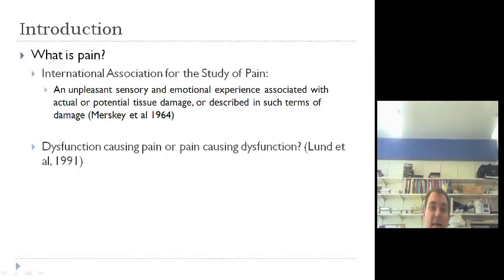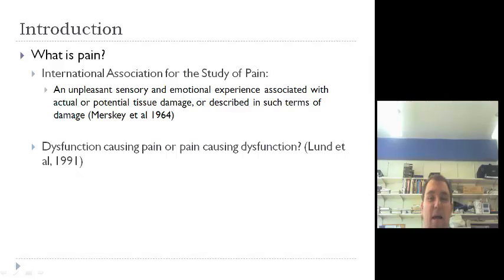So what is pain? The International Association for the Study of Pain says it's an unpleasant sensory and emotional experience associated with actual or potential tissue damage or described in such terms of damage. From Merskey, 1964, originally quoted, and it's a pretty good definition. This is, I guess, the most widely used definition of pain.